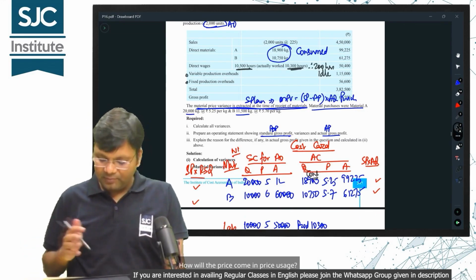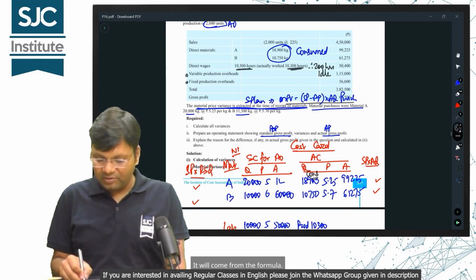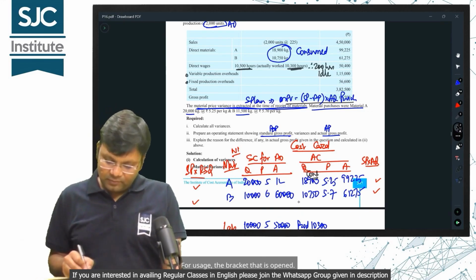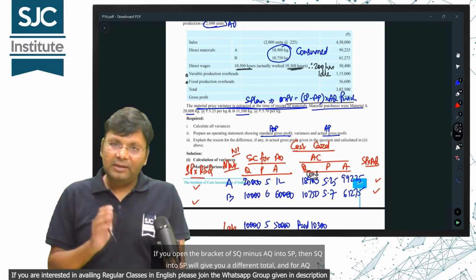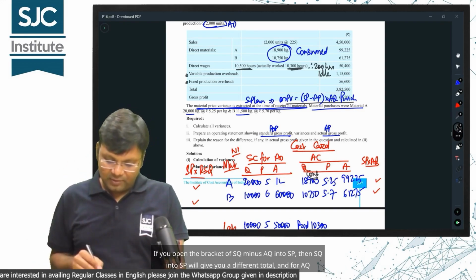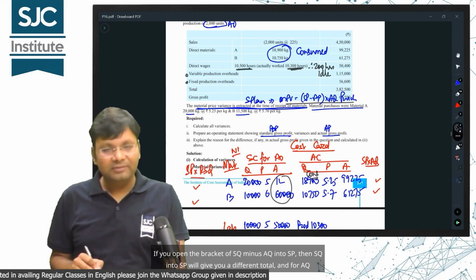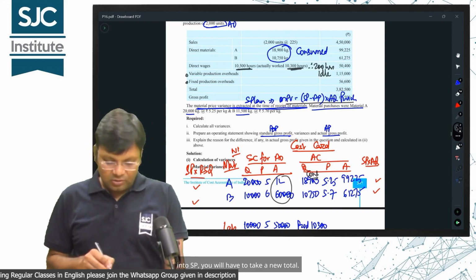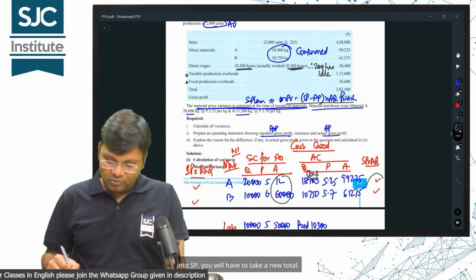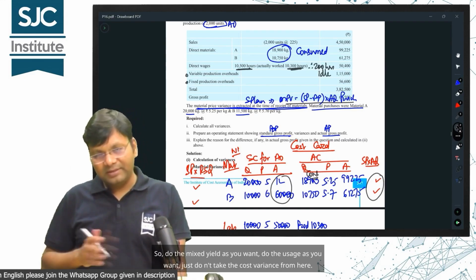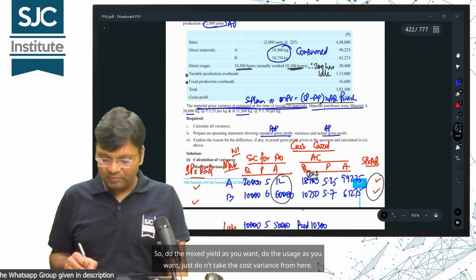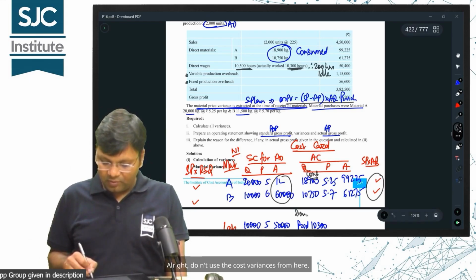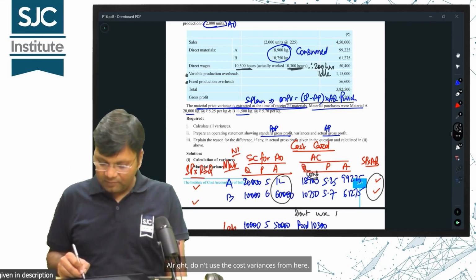Just take the price and usage ones and also take the mix and yield. How will the price and usage come? It will come from the formula. For usage, open the bracket of SQ minus AQ into SP; then SQ into SP will give you one total, and for AQ into SP, you will have to take a new total. So do the mix and yield as you want, do the usage as you want, just don't take the cost variance from here.